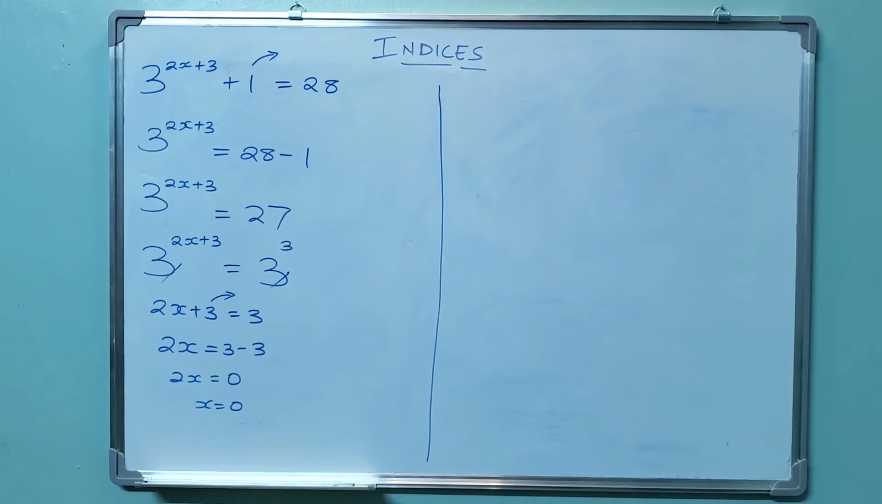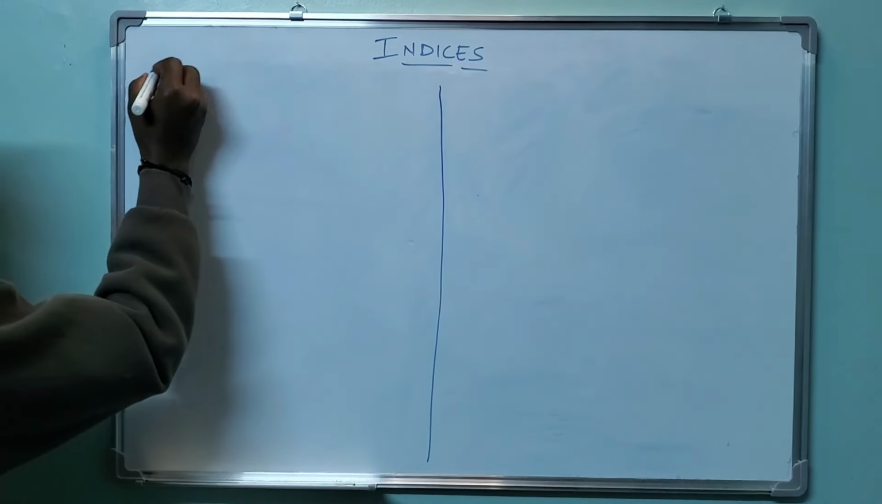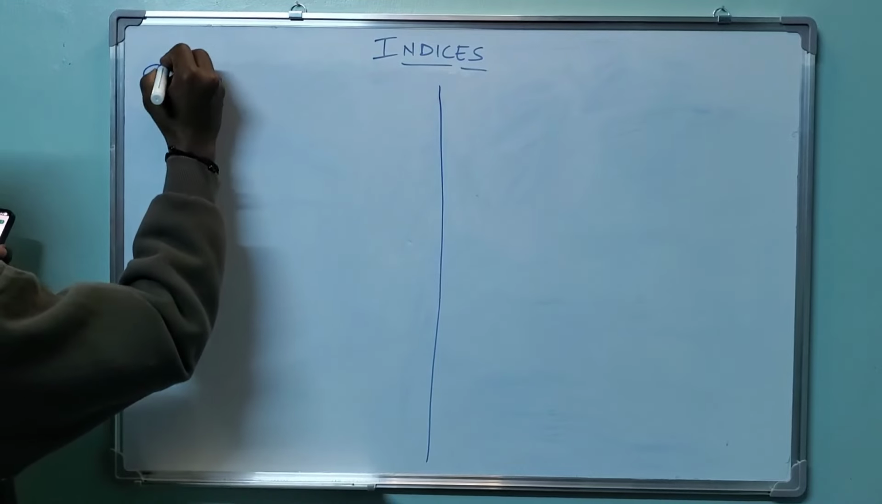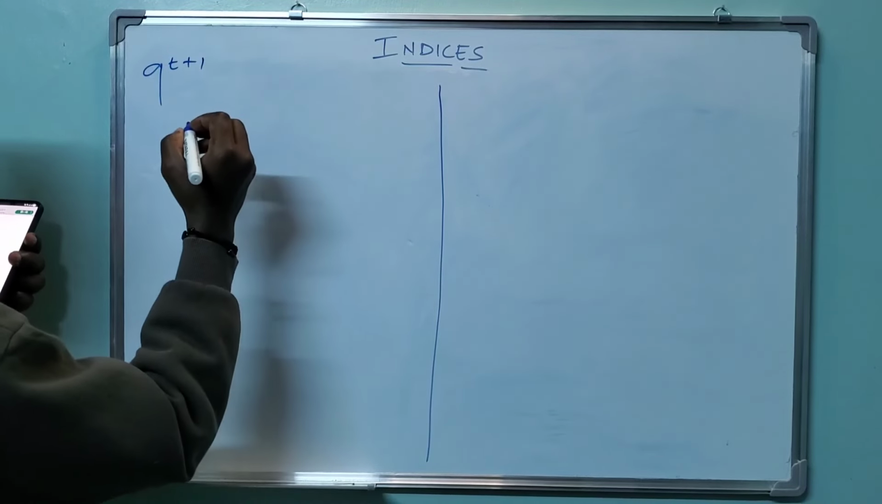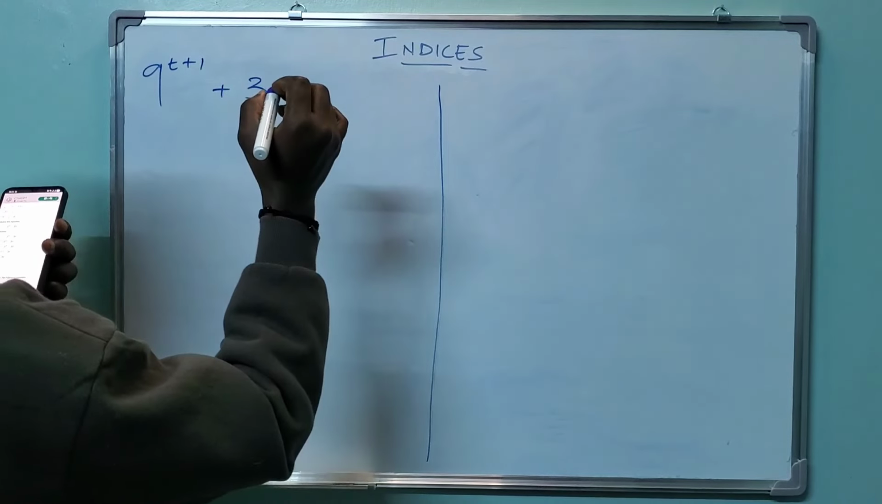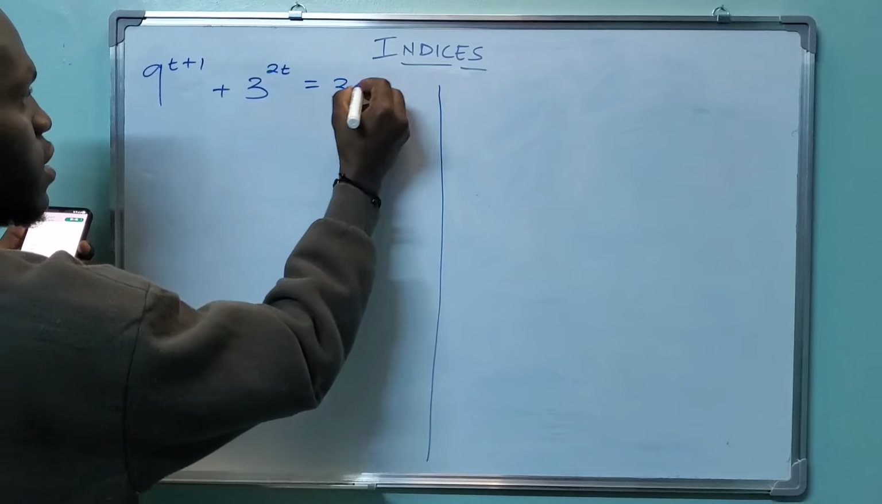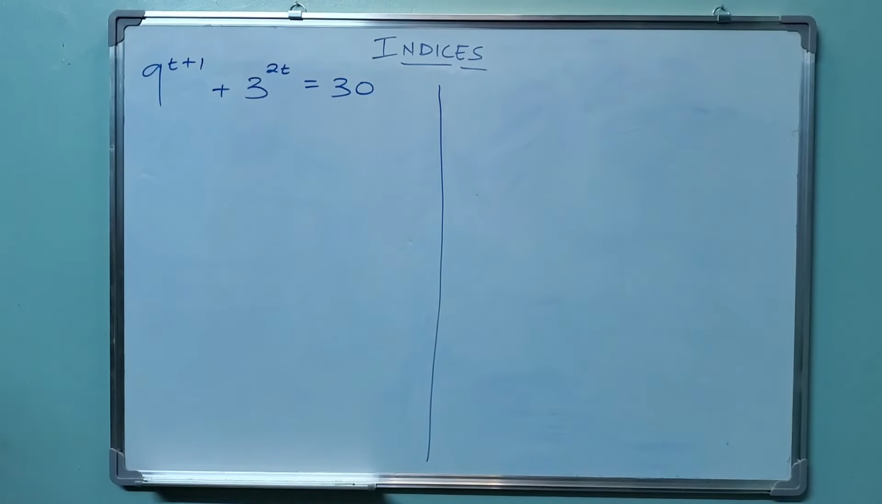Now I want us to try one complicated question on indices. So let us try this. This is the question. 9 raised to power t plus 1 plus 3 raised to power 2t being equals to 30. Now, such a question, how are we going to work out such a question?